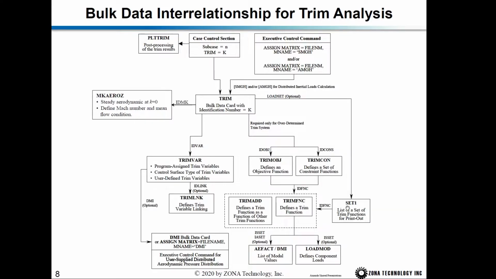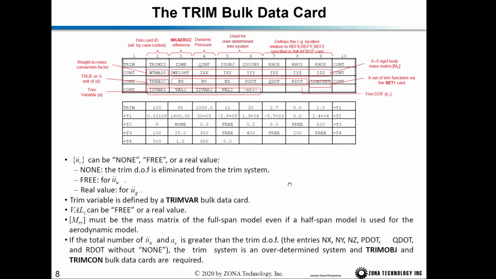refers to a SET1 card. In the SET1 card, you can list out the IDs of the trim functions. And so after the TRIM module solves the trim solution, it will further calculate the values of those trim functions, like a wing root bending moment and so on.